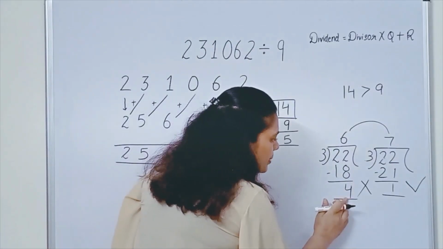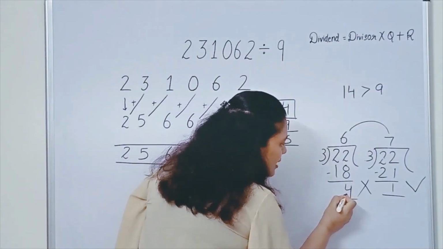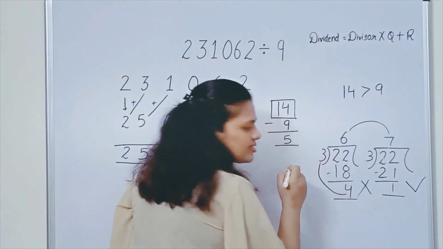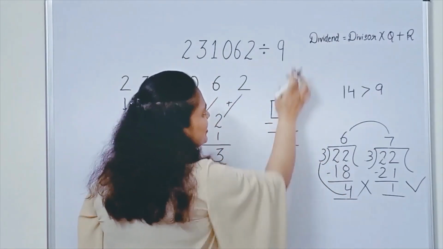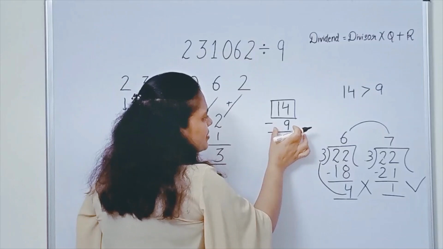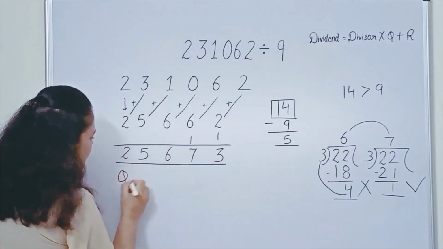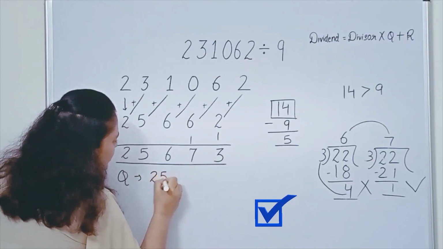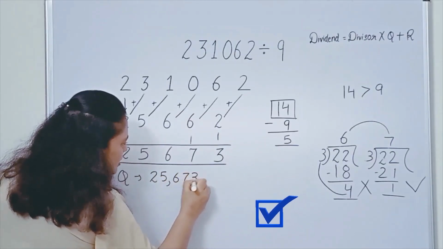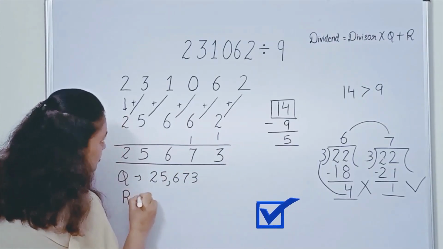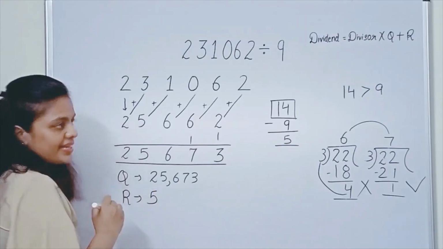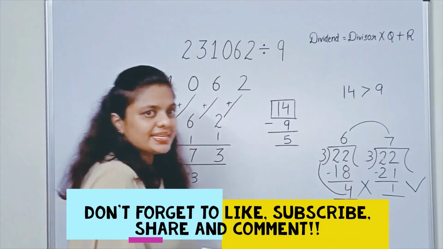And here, what was it? Here remainder was 4. So what did I subtract? From 4, what came out? The divisor, which is 3. Here what was the divisor? 9. So I subtracted the divisor from the remainder. So I got 5 as the remainder. So the final answer would be 25,673 is the quotient and the remainder is coming out to be 5. Alright, so this was the answer for this example.